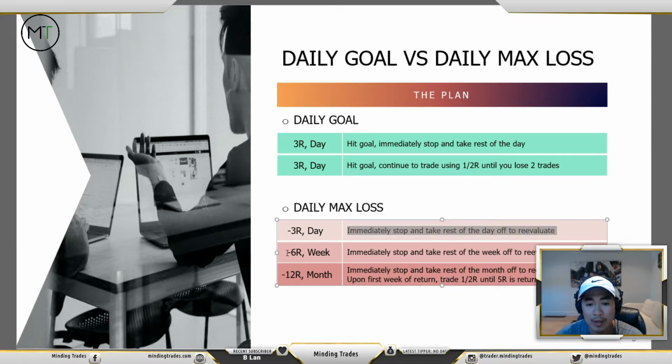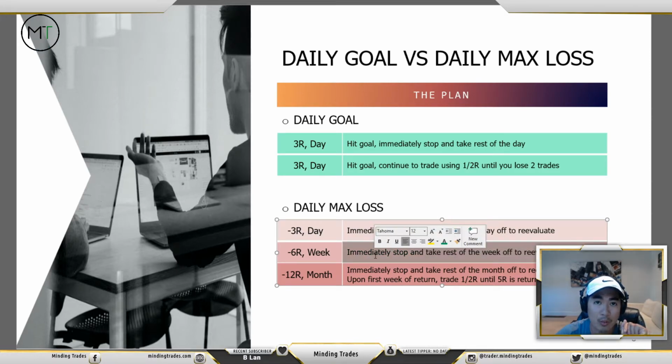For the week, if you're down 6R, you want to immediately stop and take the rest of the week off. So say you hit -3R on day 1 and -3R on day 2, you're done for the week. You're not trading anymore. You're taking the rest of the week off to reevaluate what you did wrong. So maybe on day 3, 4, and 5, you're going to go back to the demo platform and trade that.